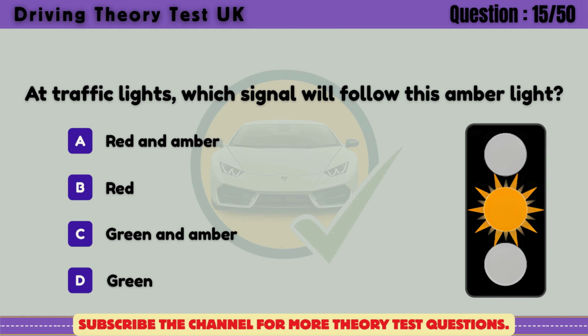Question 15. At traffic lights, which signal will follow this amber light? Option A. Red and amber. B. Red. C. Green and amber. D. Green.